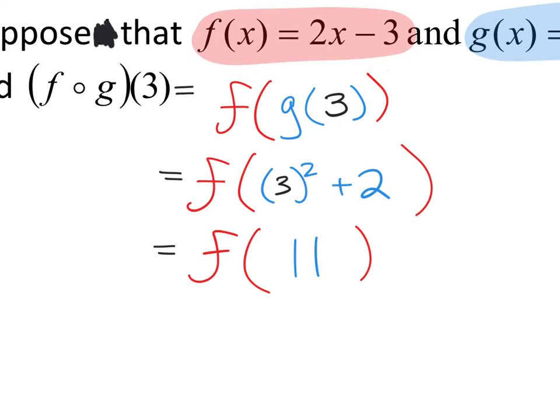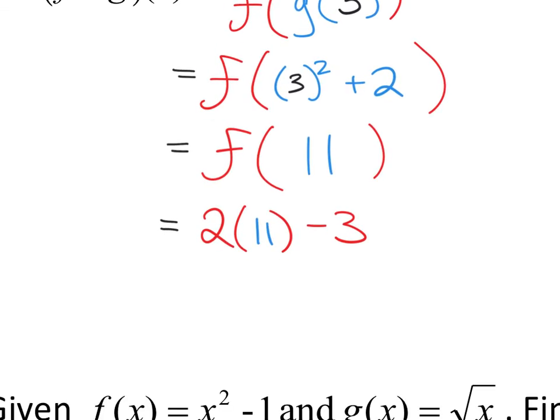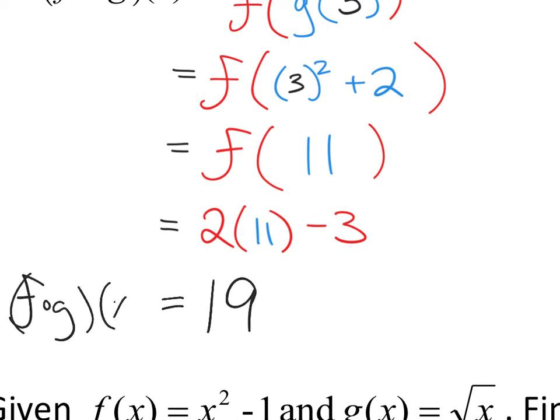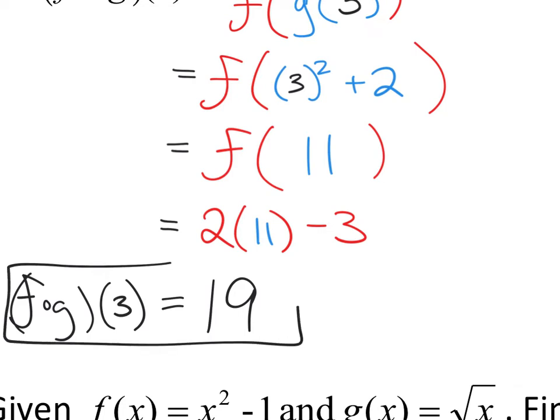That looks pretty simple to do. Can we plug 11 into f? Yeah, that's something we know how to do. So we're going to be doing 2 times 11 minus 3. And 2 times 11 minus 3 is 19. So f of g of x, sorry, not of x. We plugged in a number. F of g of 3 is equal to 19.